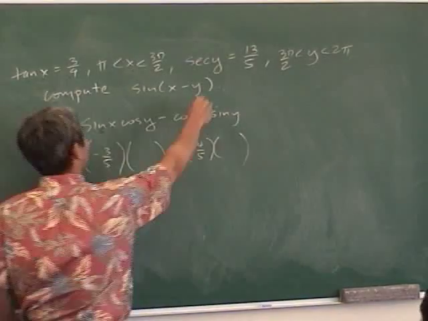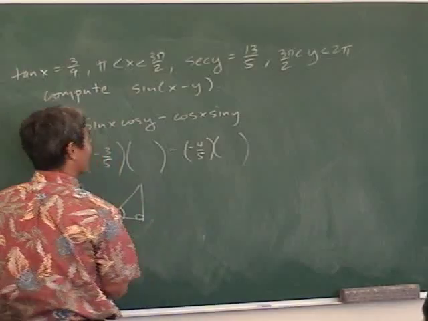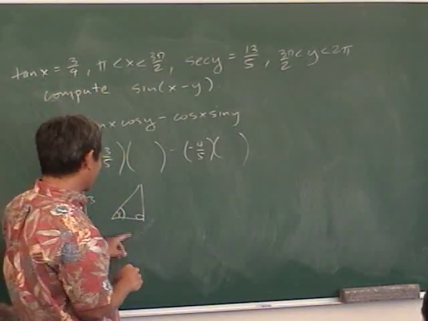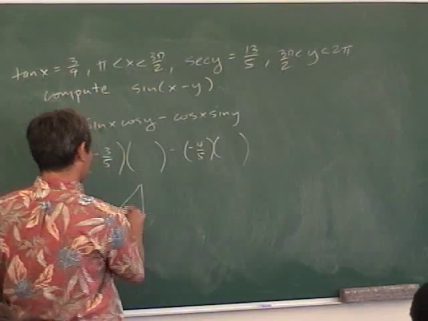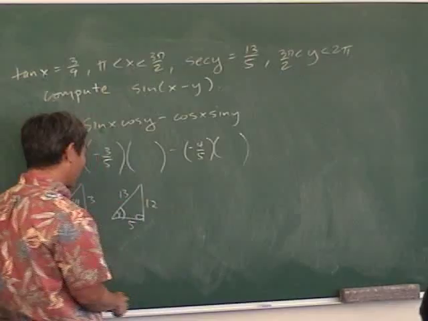Okay, secant of angle y. Now what is secant? It's the reciprocal of cosine. So cosine is adjacent over hypotenuse, so secant is hypotenuse over adjacent. And it's a 5, 12, 13 triangle.